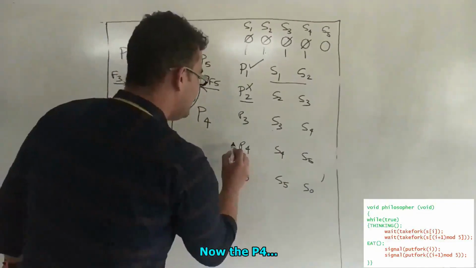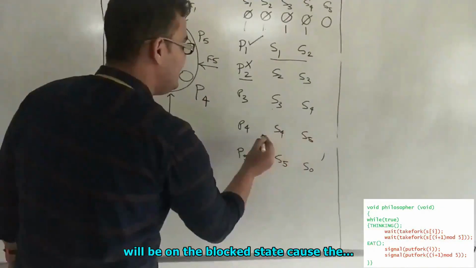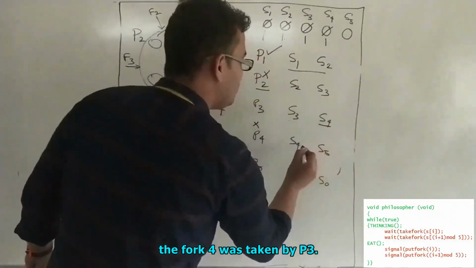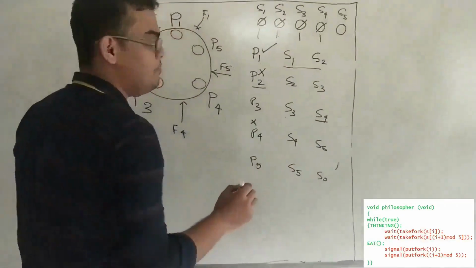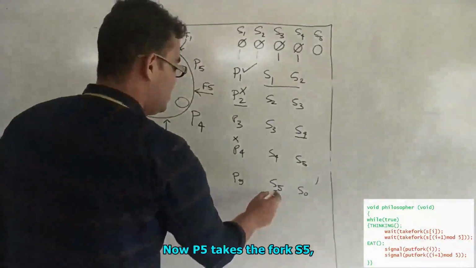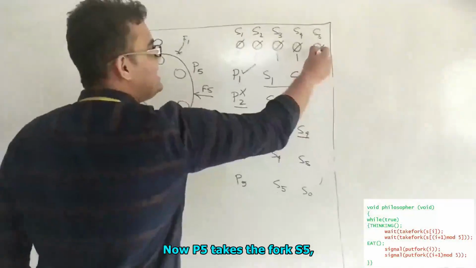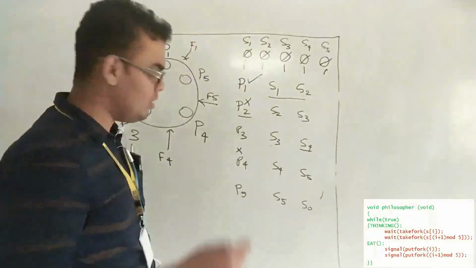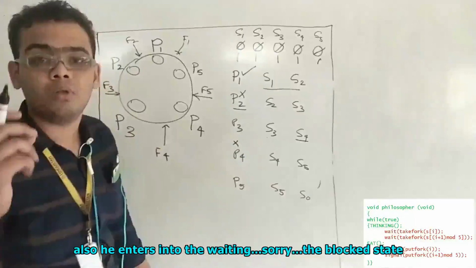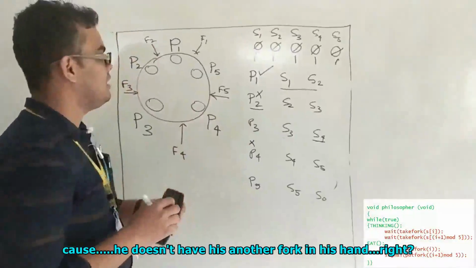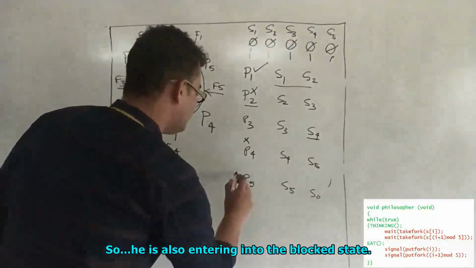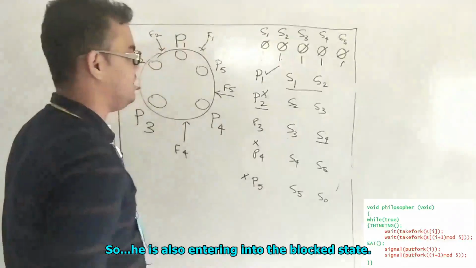Obviously, now P4 will be in the blocked state because fork 4 was taken by P3. P4 couldn't eat, right? So he is also in the blocked state. Now P5 takes the fork S5. Also, he enters into the blocked state because he doesn't have another fork in his hand, right? So he is also entering into the blocked state.